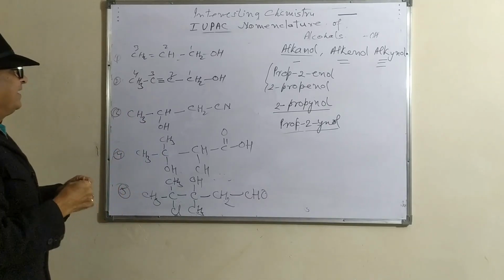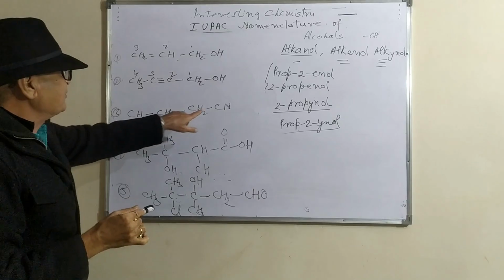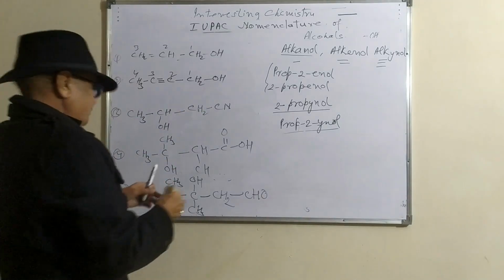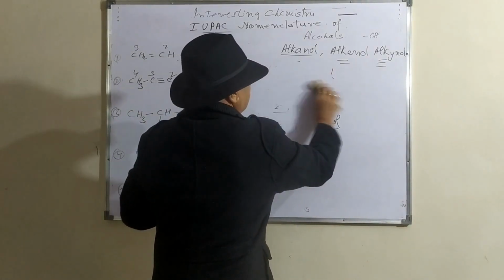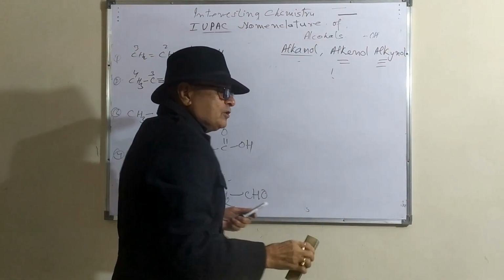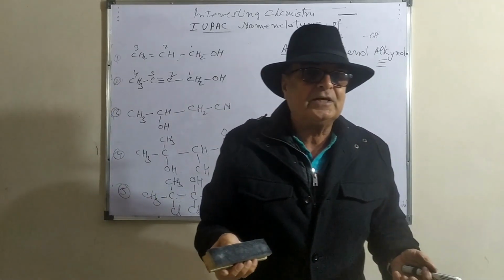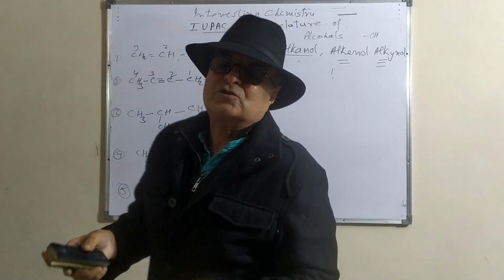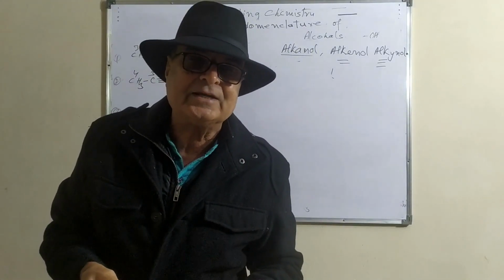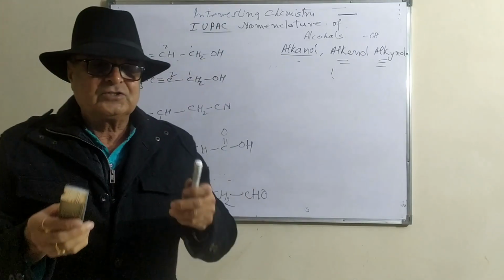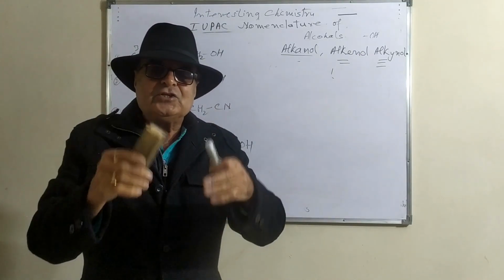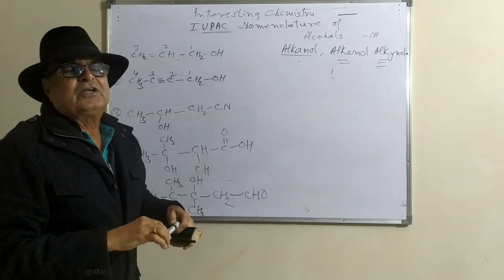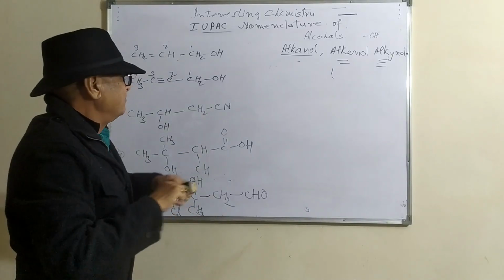Here again, there are two groups, an OH group and a CN group. So how will you write the name of this compound? Which functional group will you consider, whether it is a nitrile or an alcohol? The nitrile or CN group is senior in the seniority list. So CN will be treated as the parent compound.